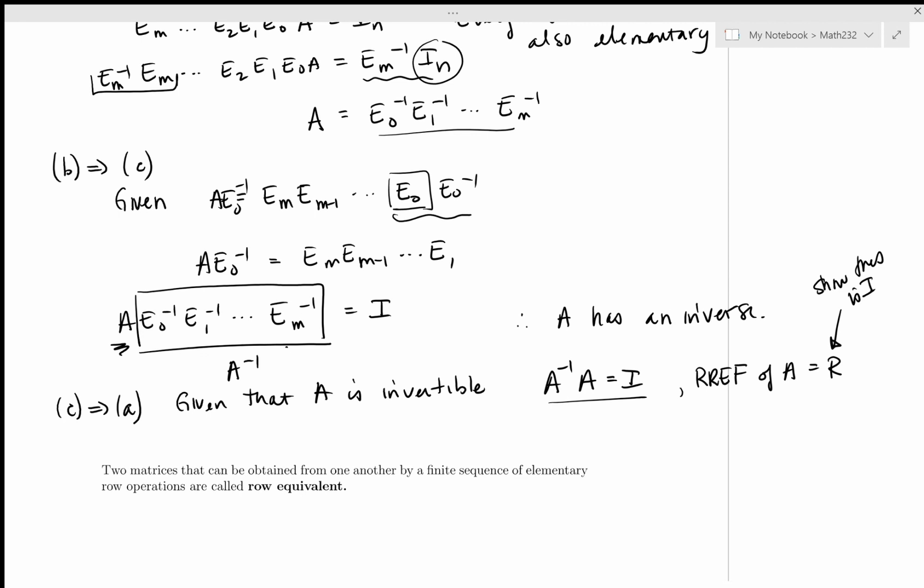So what does it look like? We do a bunch of row operations on A, and we get to that reduced row echelon form. I know that these are all invertible. I also know that that is invertible. So now I've got a product of invertible matrices. So that means that R is invertible.